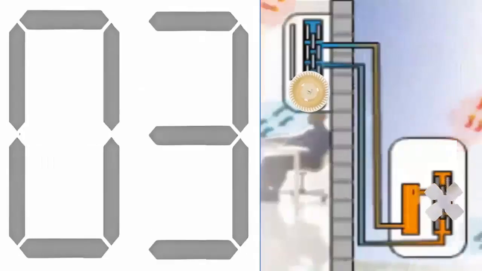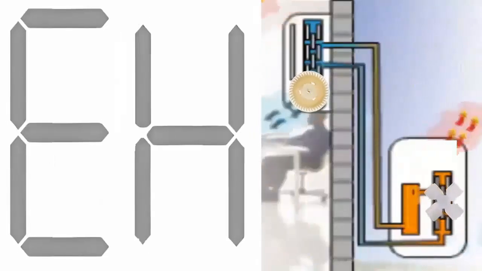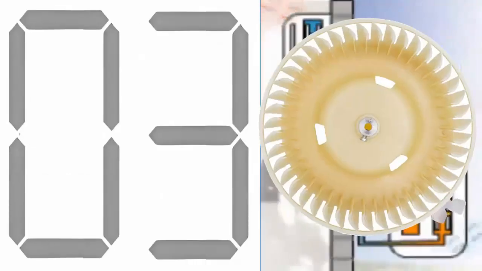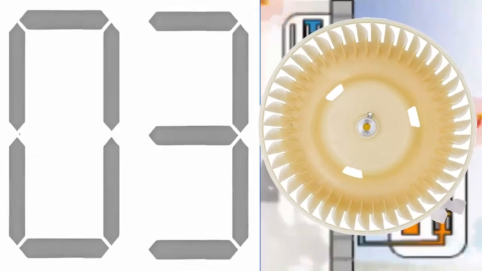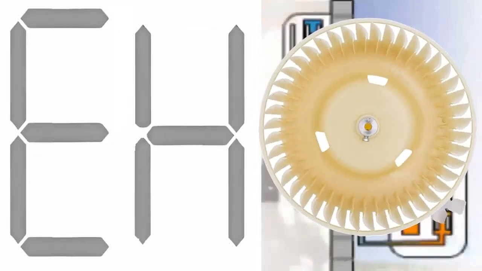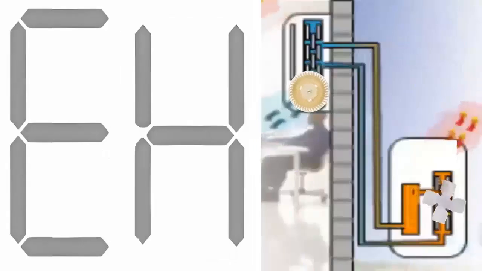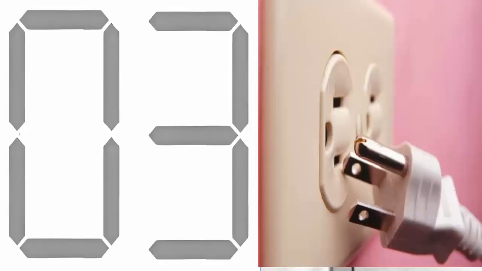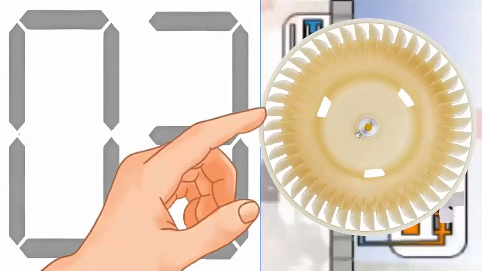Error code CH03. 1. The first thing you should do when the error CH03 appears on the screen is to check the airflow coming from the blower wheel of the indoor unit. If the airflow is normal, turn off the unit and manually rotate the blower wheel.